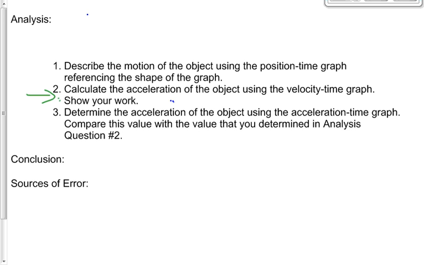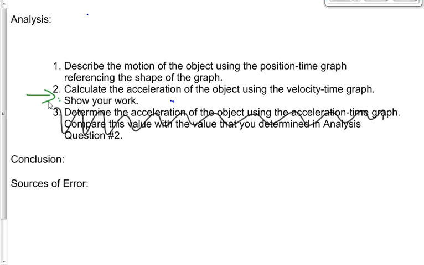Finally, the third question, we're going to actually scrap. So you're plotting 2 graphs here, not 3. The first graph is position versus time, and you're not doing anything with that other than looking at the shape and identifying what motion you have referencing that graph.